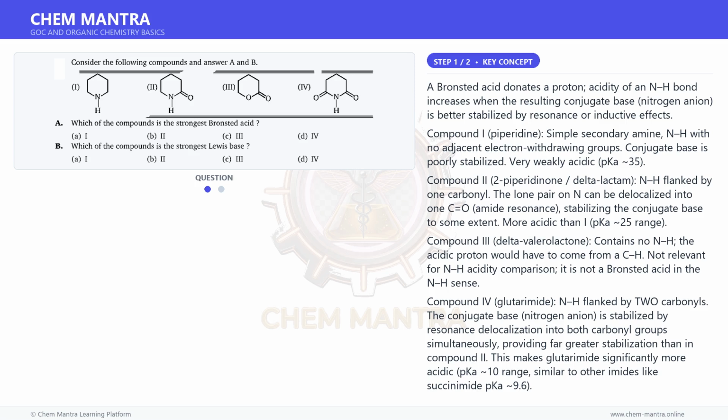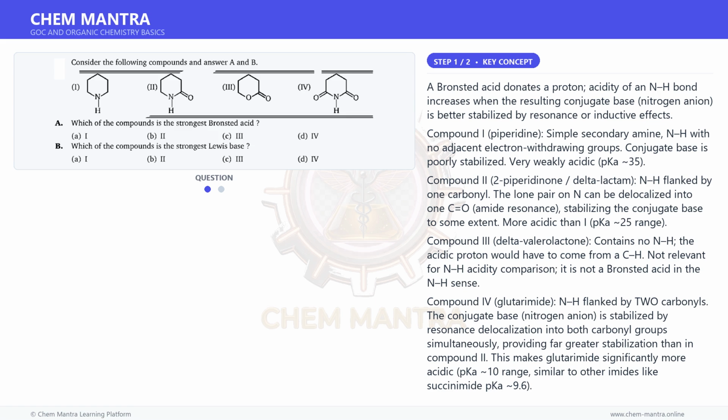A Bronsted acid donates a proton. Acidity of an NH bond increases when the resulting conjugate base, the nitrogen anion, is better stabilized by resonance or inductive effects. Compound 1, piperidine, is a simple secondary amine, NH with no adjacent electron withdrawing groups. The conjugate base is poorly stabilized, so it is very weakly acidic, pKa about 35.